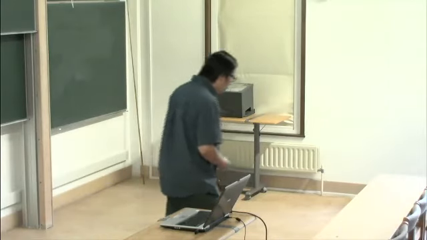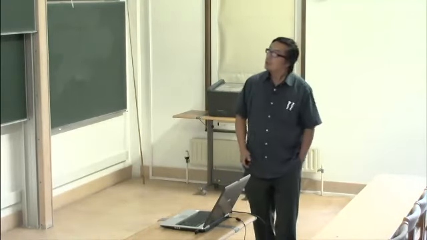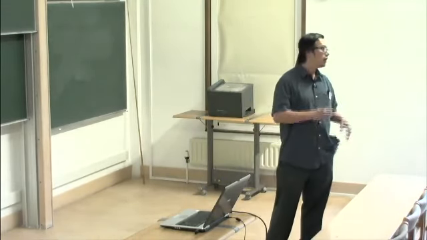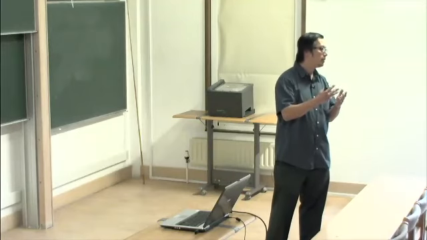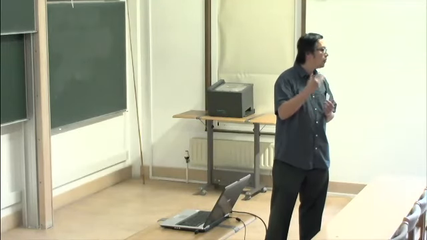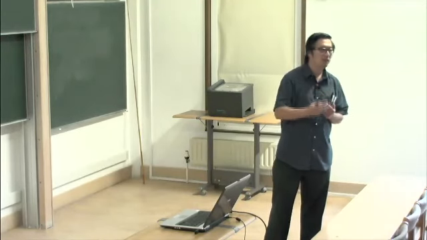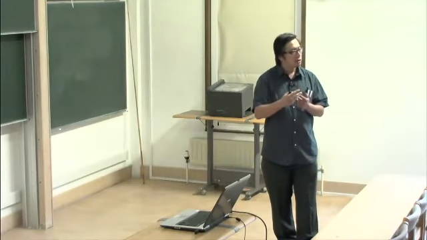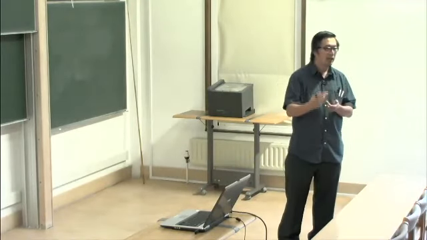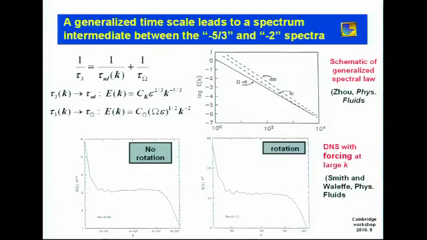All right, so what's the story here? You can have competing time scales. You have the nonlinear time scale of the classic Kolmogorov. Then you can have an external agency like the rotation, or you can have stratification. When you have these competing time scales, you can have a more generalized energy spectrum. Depending on which time scale is dominant, you have the corresponding energy spectrum for the problem.